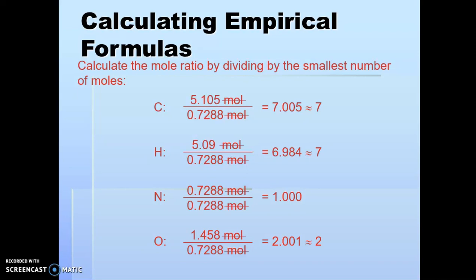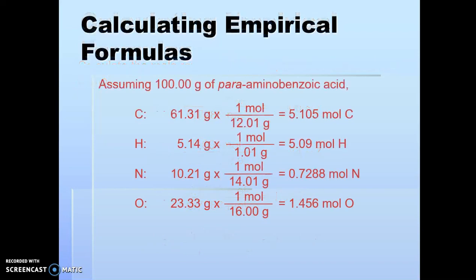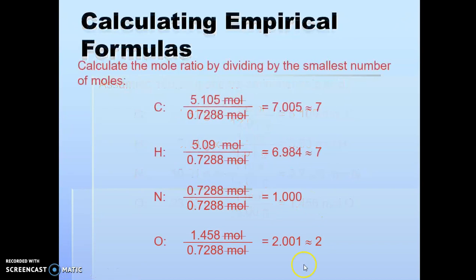Then what you need to do is take them and divide them all by the smallest value. Okay, so if you look at our answers, our nitrogen gave us the smallest amount of moles, 0.7228. So you're going to take this divided by 0.7228, take this divided by 0.7288. Sorry, I think I said 228 before. And take this and divide by 0.7288. So that's what you're seeing here. We're dividing each of those amount of moles by the smallest mole value. So dividing all of them by 0.7288.